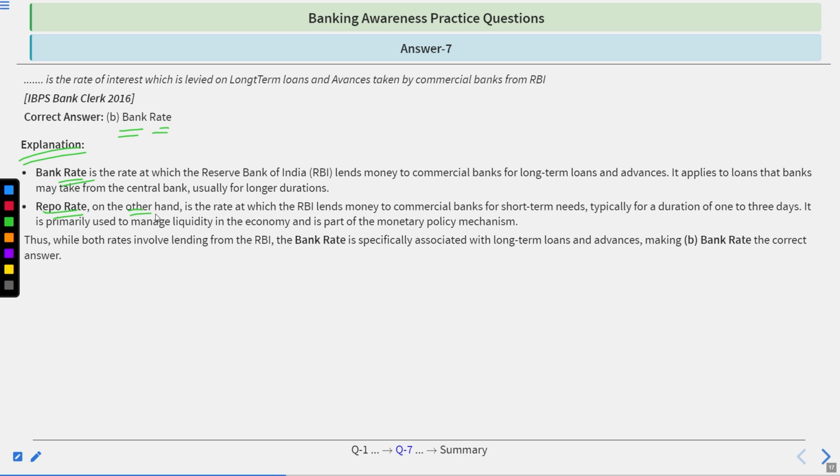Repo rate, on the other hand, is the rate at which the RBI lends money to the commercial banks for short-term needs, typically for a duration of 1 to 3 days, primarily used to manage liquidity in the economy and is part of the monetary policy mechanism. Thus, while both rates involve lending from the RBI, the bank rate is specifically associated with long-term loans and advances, making bank rate the correct answer.